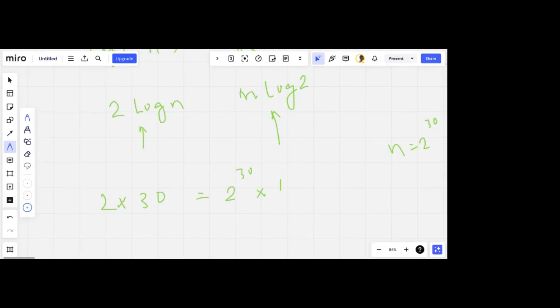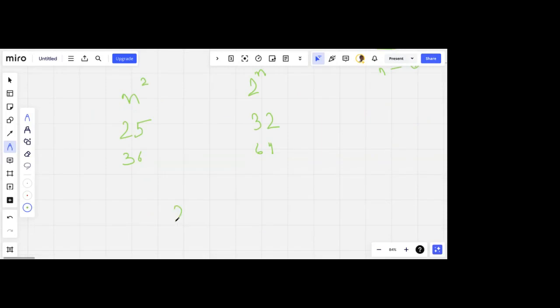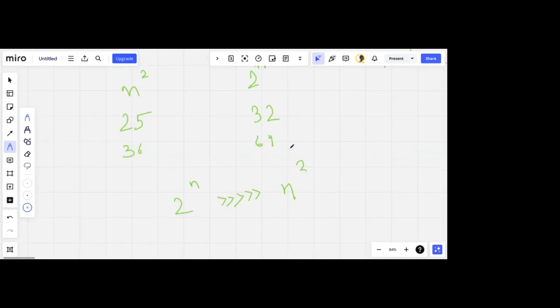So guys, 2 to the power n is not only bigger than n square, it is much, much, much, much bigger than n square. In a way, it is like comparing Rahul Gandhi and Modi. So this will be Modi and this will be Rahul Gandhi. Getting it? So 2 to the power n is much, much, much bigger than n square in terms of graph. Clear, guys? Is that clear to everyone?